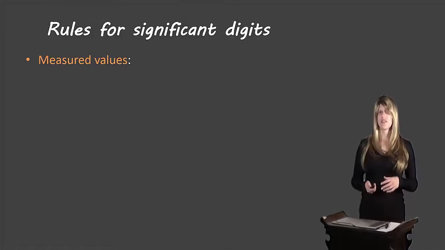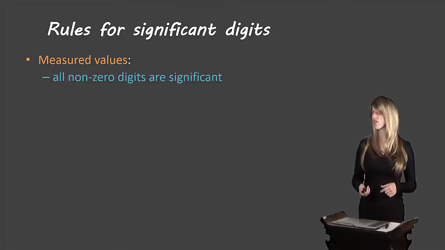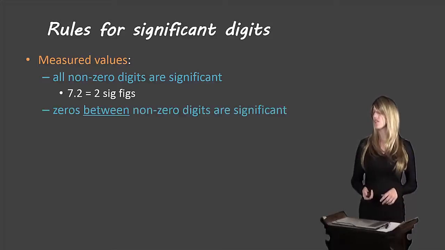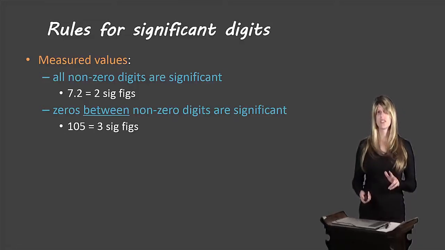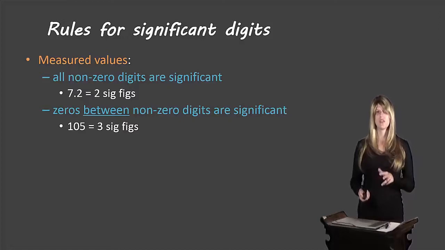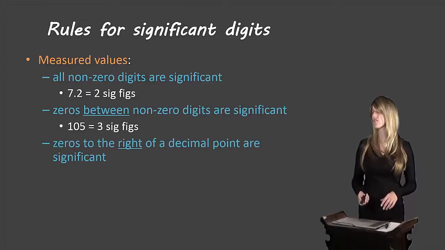Measured values, on the other hand, depending on the actual number, have different amounts of significant digits. So we have a set of rules for this. All non-zero digits are significant. So if it's not a 0, then you can count it as a significant digit. So 7.2 has 2 significant digits. Zeros between non-zero digits are significant. So 105 has 3 significant digits. We include the 0 because it's between a 1 and a 5, and those are both non-zero digits.